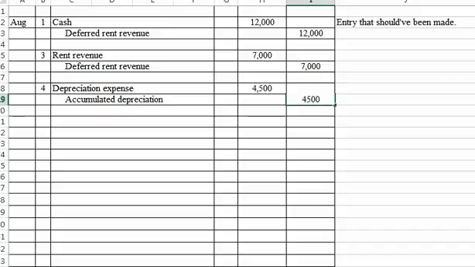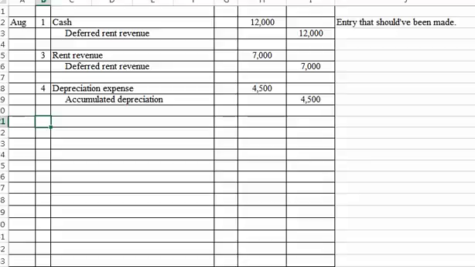But anyway, we're going to credit the contra asset accumulated depreciation to increase its balance. And again, we debited the expense account depreciation expense to increase its balance. Both accounts increased here at the end of the year.